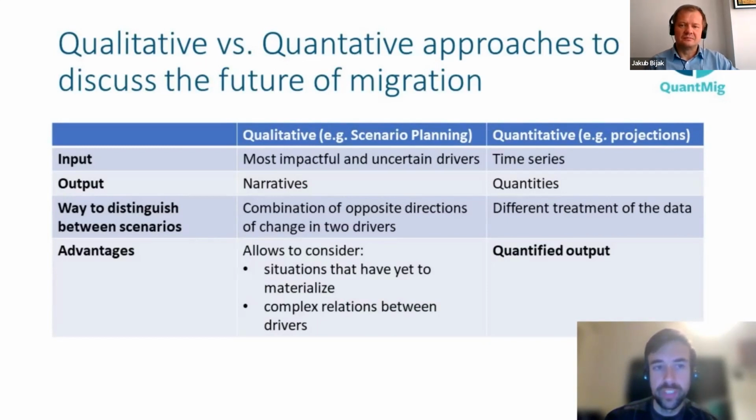So scenario planning results in different, equally valid visions of the future and is useful for improving decision-making under changing circumstances. This approach can be contrasted with quantitative approaches, such as projections. Projections usually use time series to make quantitative statements about the future. In such approaches, different scenarios correspond to different assumptions regarding the treatment of the data.